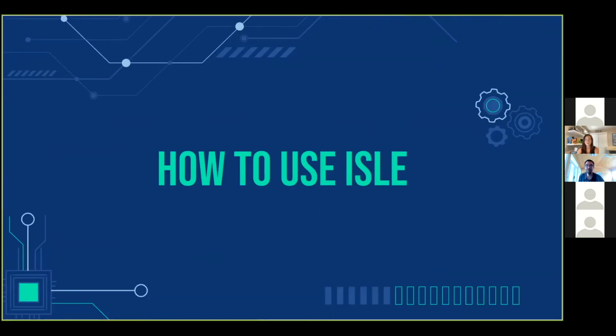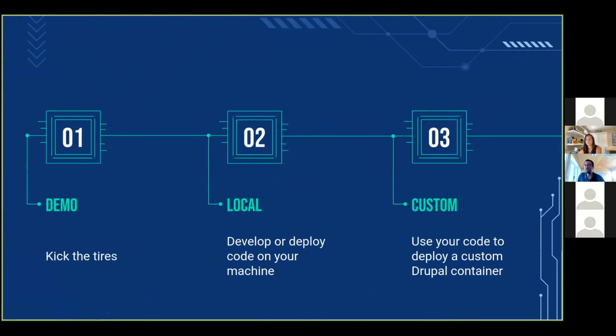So how to use it? There are essentially three environments or ways to run an Islandora using ISLE, and they've got some names here: demo, local, custom, and they sound like what you'd think. Demo is just there for you to kick the tires. It's essentially a disposable instance that you can spin up and throw away when you're done.